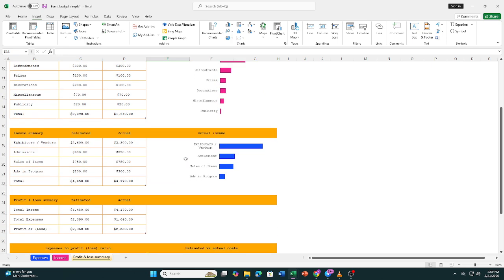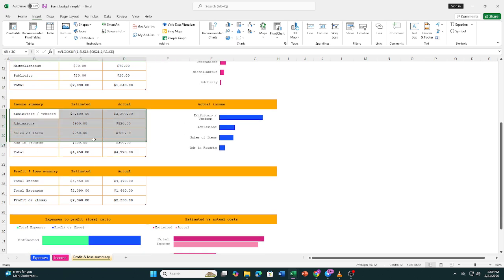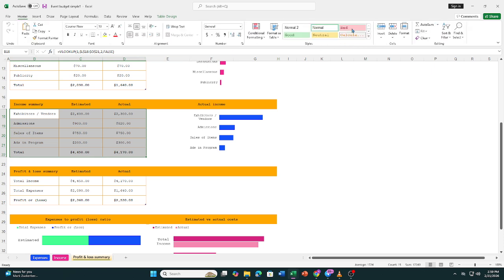Finally, format your statement. Bold the headings, apply currency formatting, and maybe add borders. Clean formatting makes your P&L much easier to read. And that's it. You now have a fully functional profit and loss statement in Excel. Update it regularly, and you'll always know your financial position.